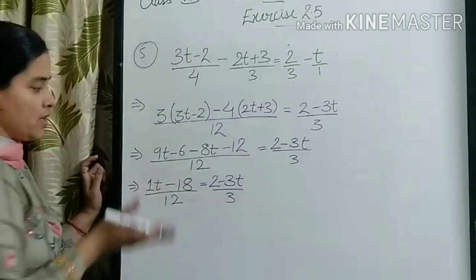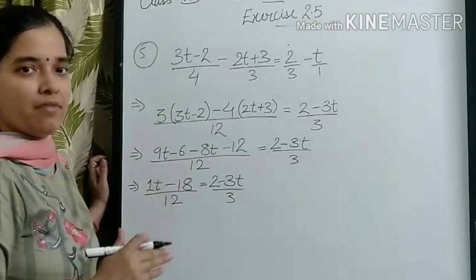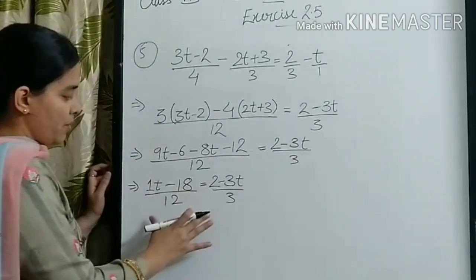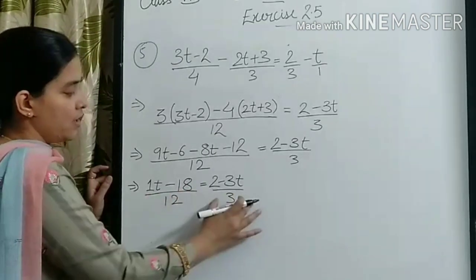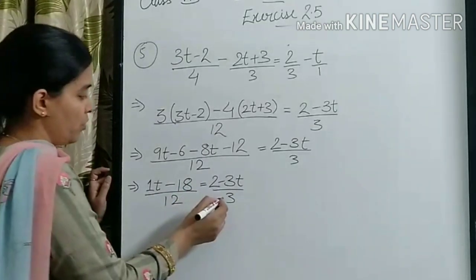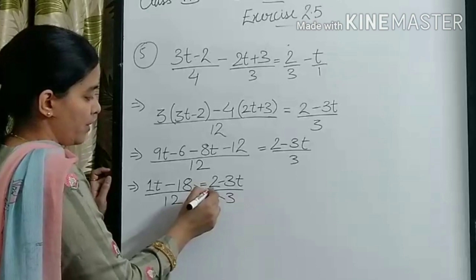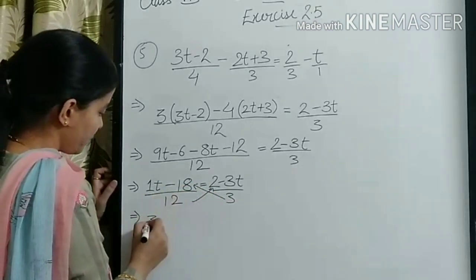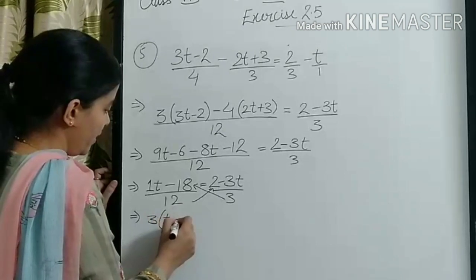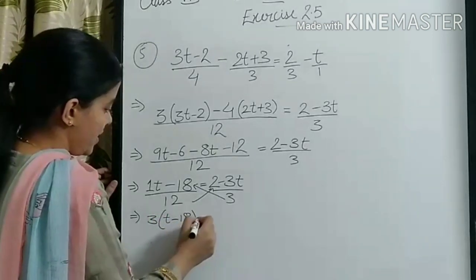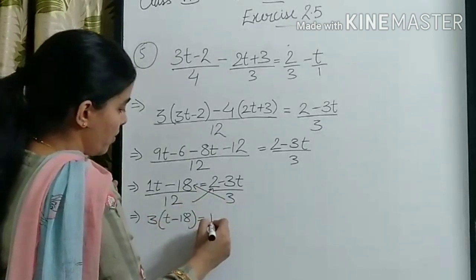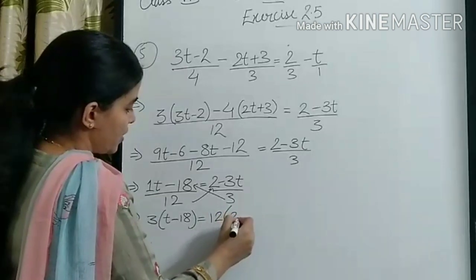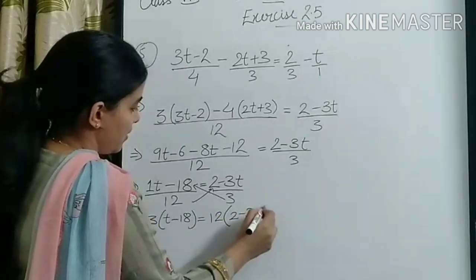Now this question has become the same one which we have done earlier. So in this type of question, when there is a single term on both sides of equal to, we used to do cross multiplication. So this 3 will come upside, and inside there will be t minus 18 is equal to, this 12 will go up there upside, and it is 2 minus 3t.